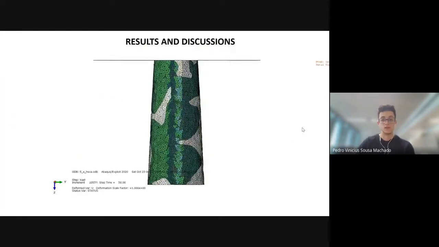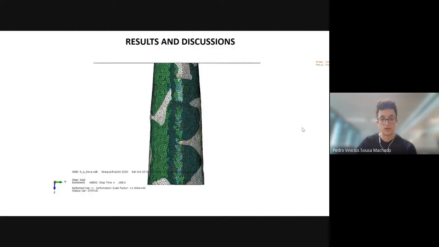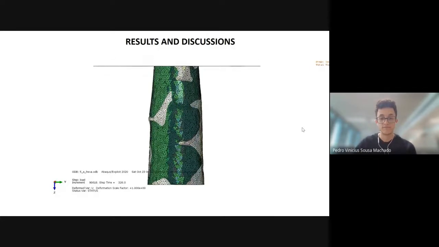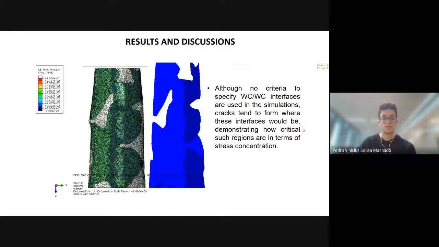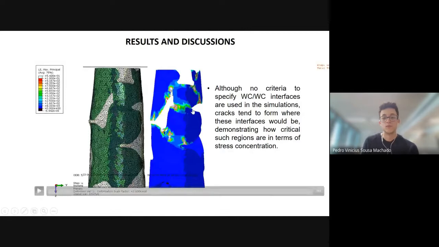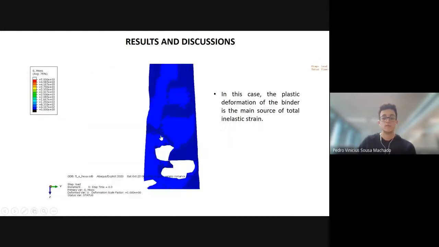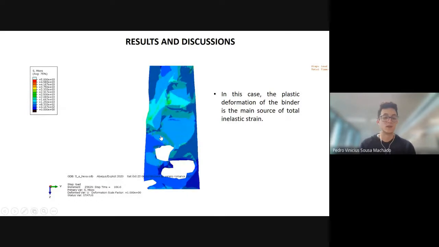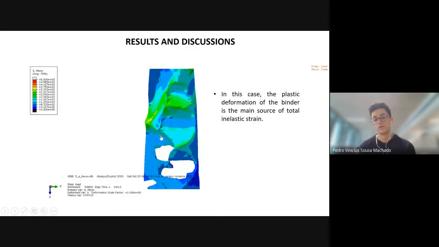Now, we can have a look at the other grade that we simulated. In this one, as you can see, the carbides are bigger. They are green. Now let's see only the carbides deforming. So again, very clearly here we see almost an outline of the carbides, because of sharp corners, and the cracks begin here. And also, in this case, most of the deformation that we observe in the coarse grade is due to the plastic deformation of the binder.